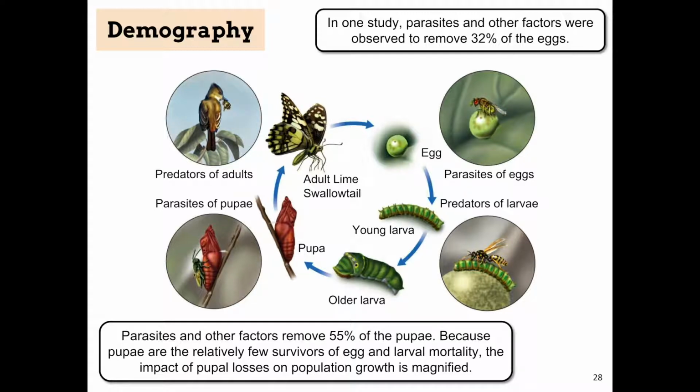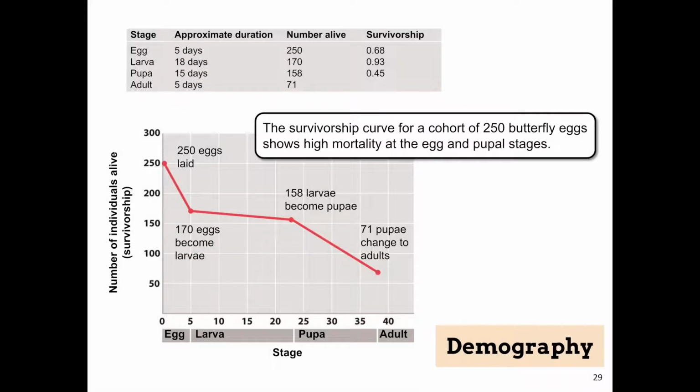So what we can see on this slide is a life table and survivorship data on the duration of each stage in the lime swallowtail life cycle and the numbers of organisms that die at each stage. So let's start in the egg stage, and we'll call all of the eggs that are present at the beginning of the study one group. We'll call that a cohort, which is basically just a group of individuals born at a given time. And we can trace their survival as they age and as they metamorphose.